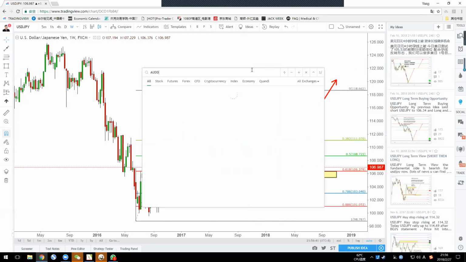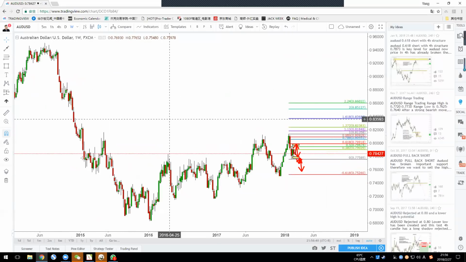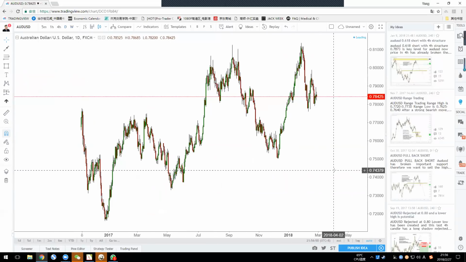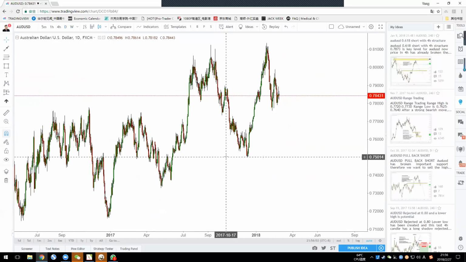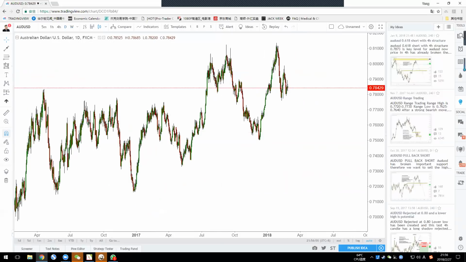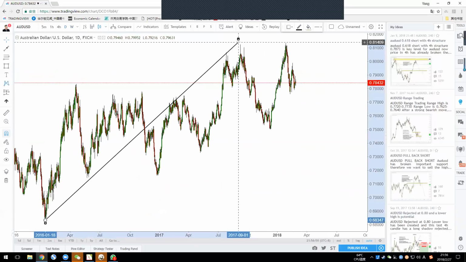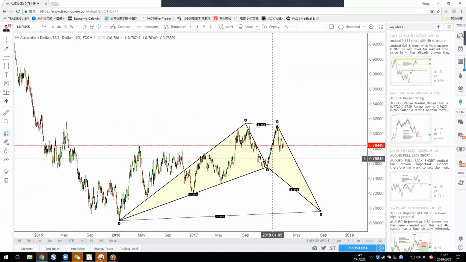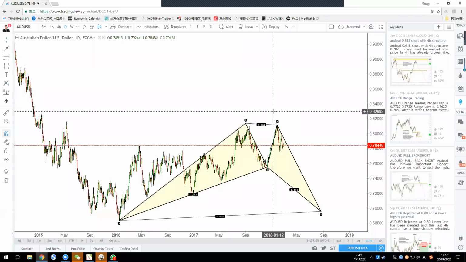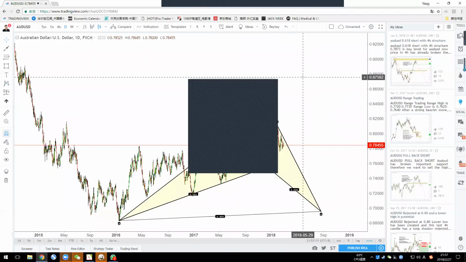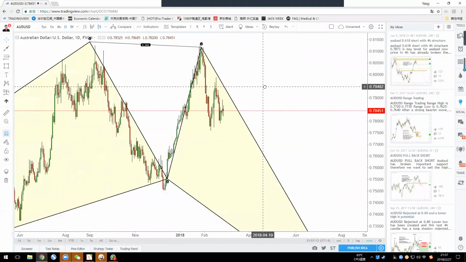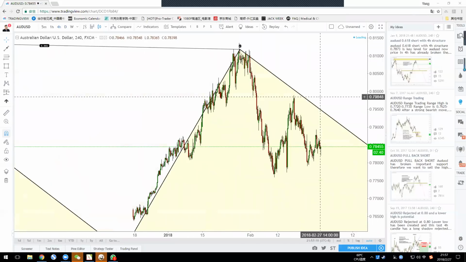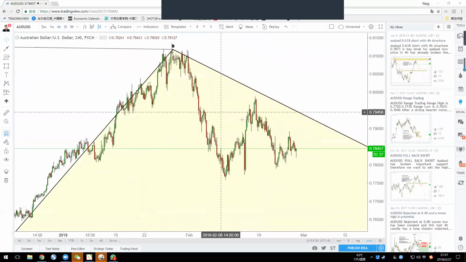Aussie possible bet? Okay, let me see. In the weekly chart, I didn't see a bet. In the daily chart, where is the bet? Are you talking about this one? I think you're talking about this one, right? No, a smaller one. Okay, a smaller one, here, for our chart.